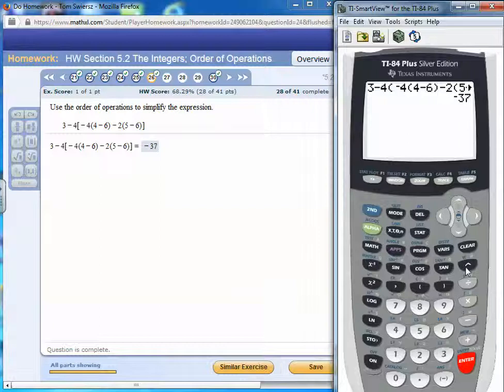So again, the order of operations is built into the calculator. You can just enter it in one step.